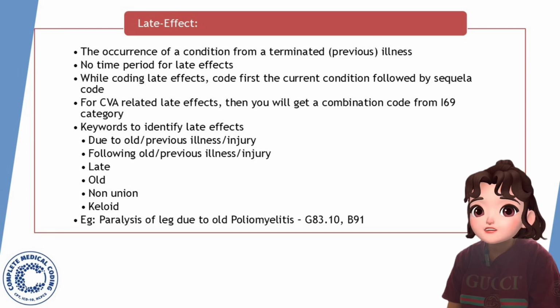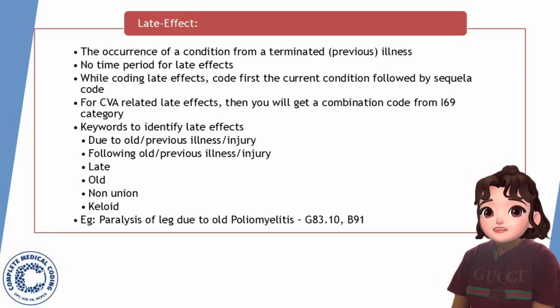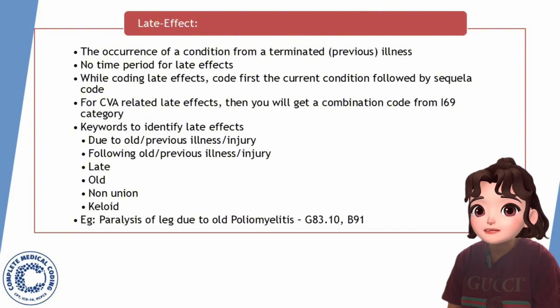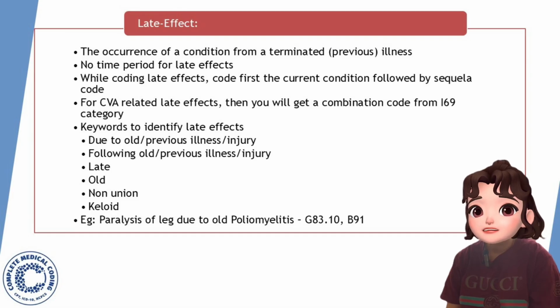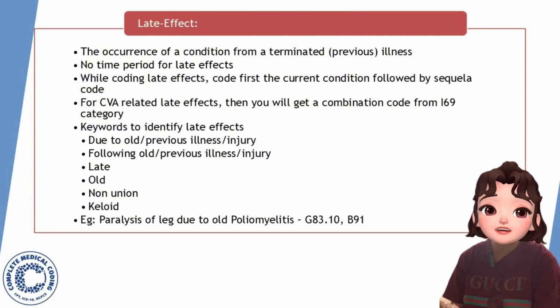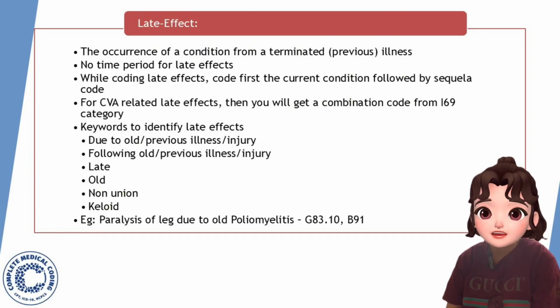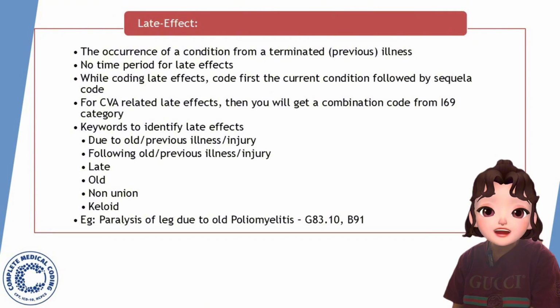While coding late effects, code first the current condition followed by the sequela code. For stroke related late effects, you will get a combination code from the I69 category. These are just examples. Now, keywords to identify late effects: how do you know that a condition is a late effect? If the documentation mentions due to old or previous illness or injury, or following old or previous illness or injury.